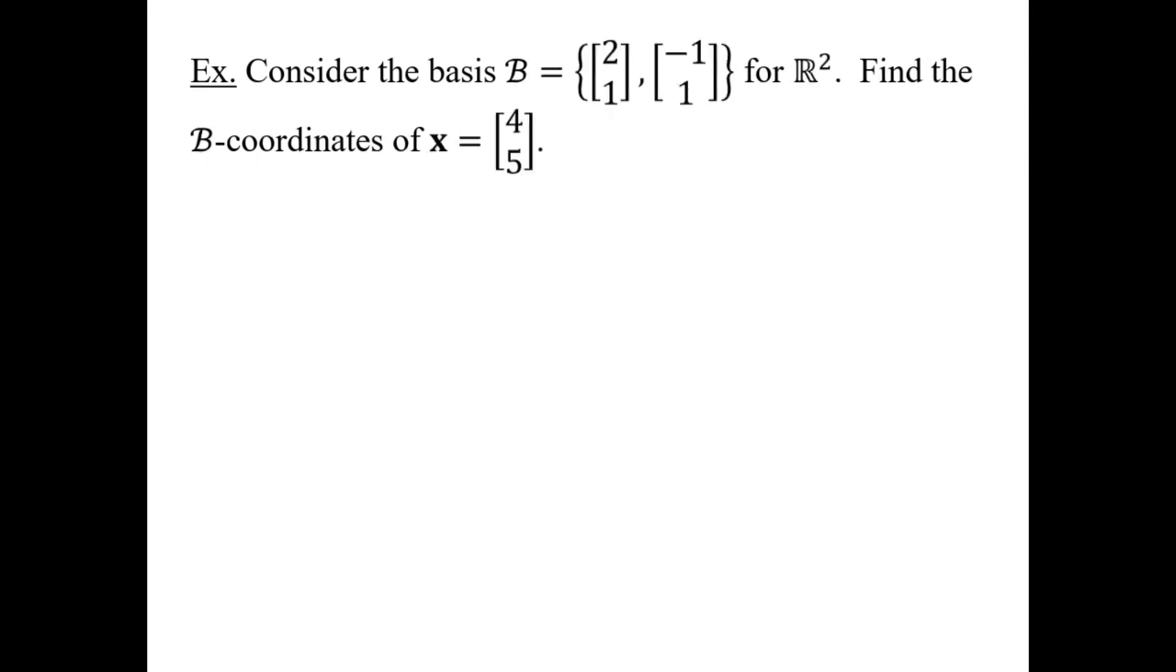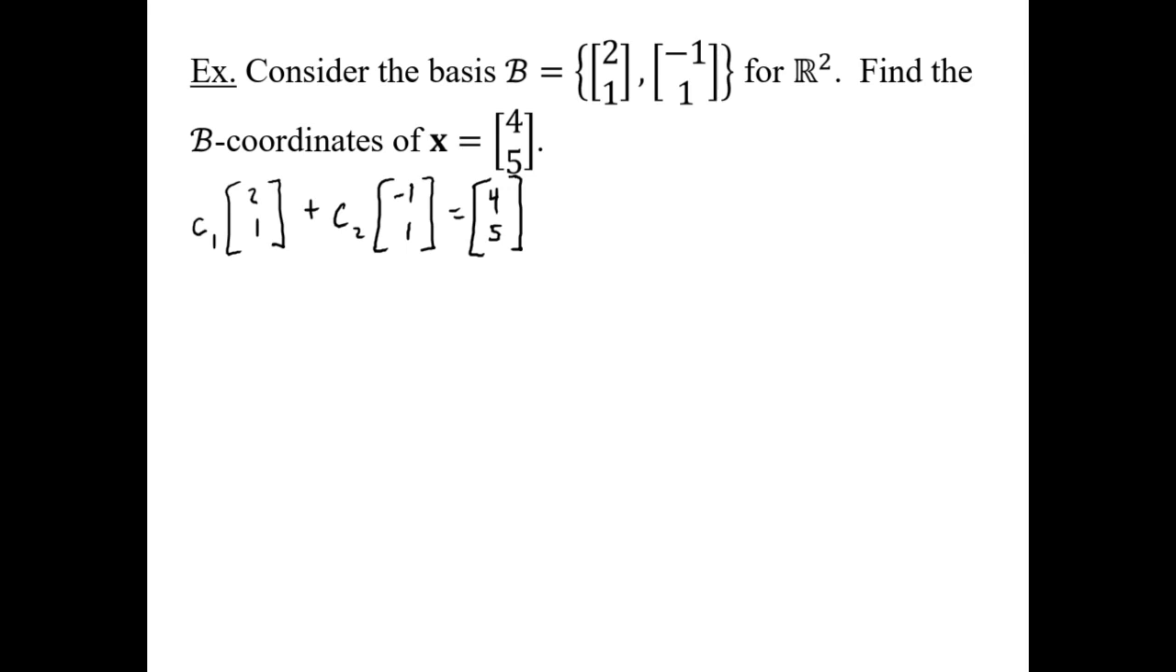Okay, let's take a look at this one. Consider this basis for R2. And we want to find the B coordinates for x equals 4, 5. Okay, now one more time. What we're looking for here is some constant times 2, 1 plus some other constant times negative 1, 1 so that the result is the vector 4, 5. Now, as I said, if this was the standard basis, piece of cake. It's not, so we have a little bit of work to do.